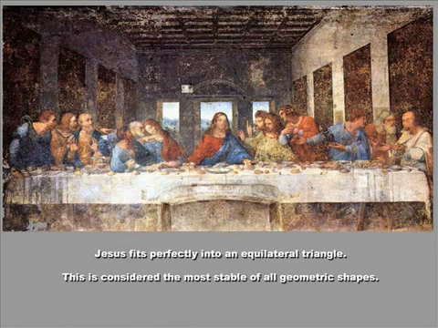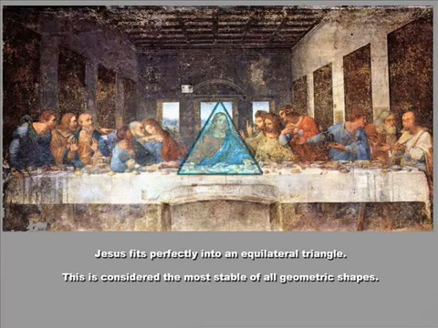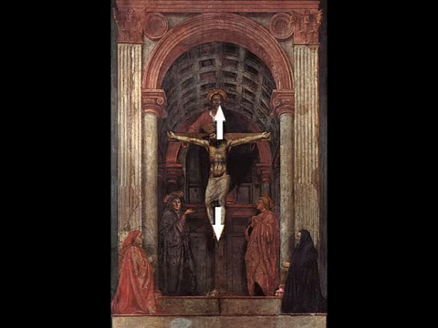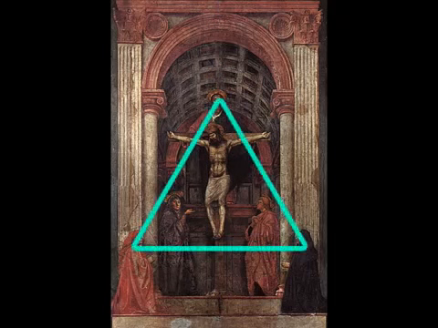Geometry is very important to classical designers. Note how Christ fits perfectly into an equilateral triangle, the most stable of all geometrical shapes. The dominant visual thrust of this composition is horizontal. Your eye moves from side to side. By the way, some classical designs use a vertical movement, such as Masaccio's Holy Trinity. This one, too, makes a very strong use of geometry, especially a triangle implied by connecting the figures.